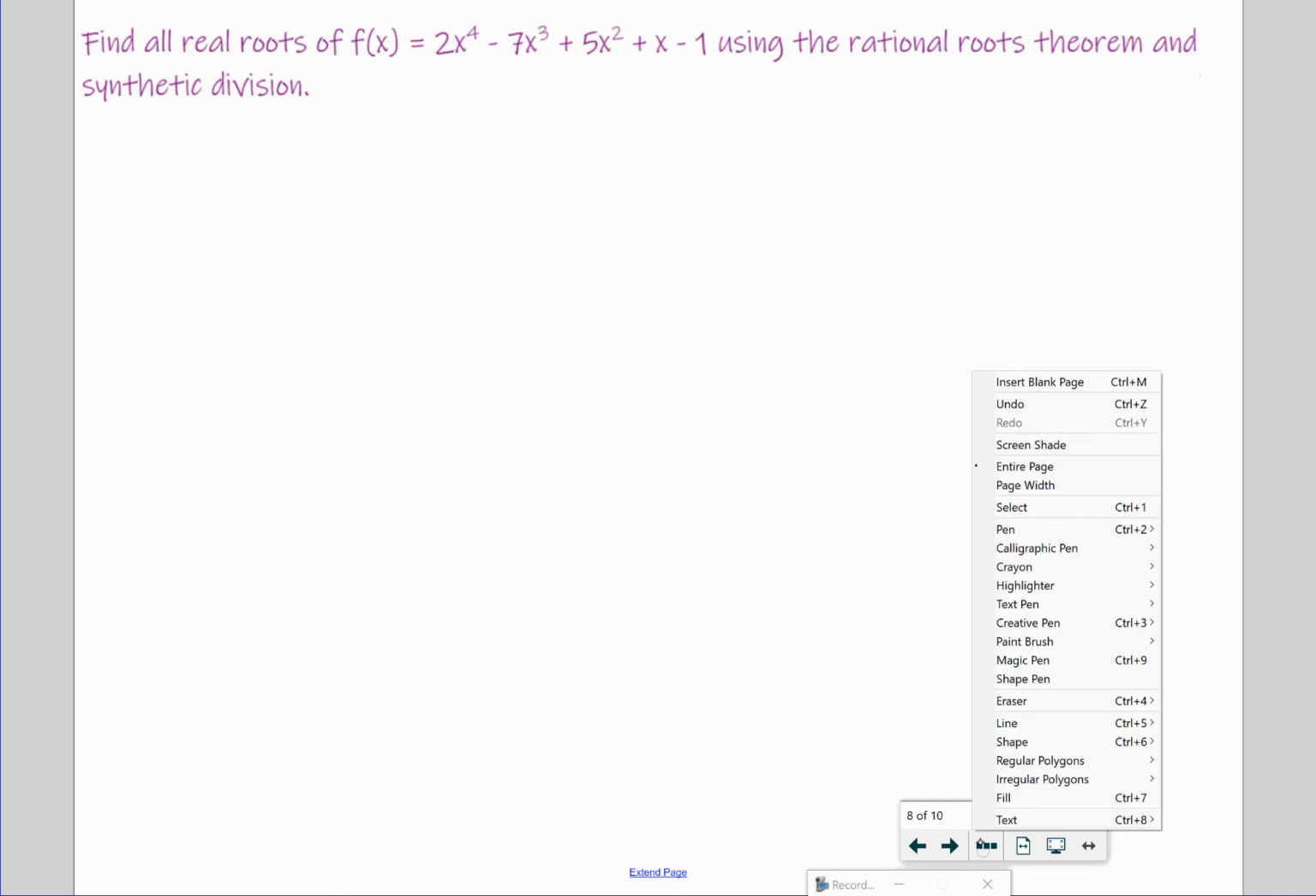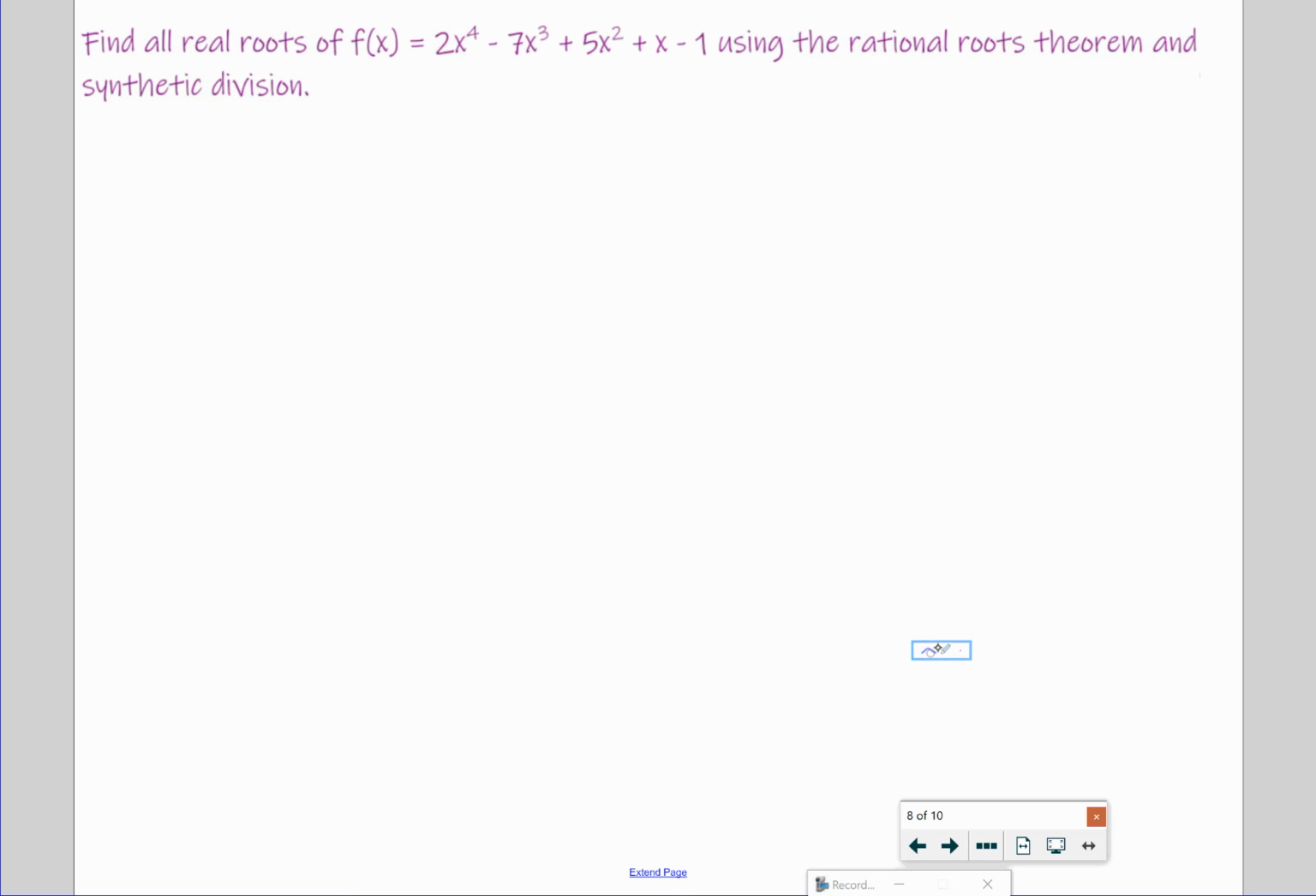All right, the next two problems are our p's and q's. So we are finding all real roots for this problem, and it says you need to use the rational roots theorem, which is the p's and q's, and synthetic division. You're getting points for showing all of those steps in the process. Rational roots.